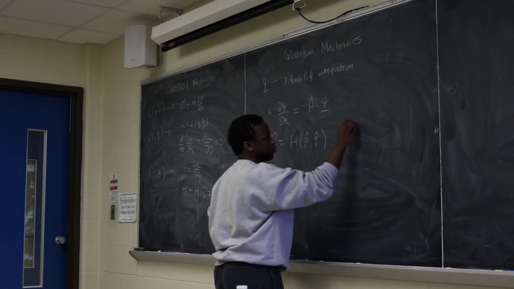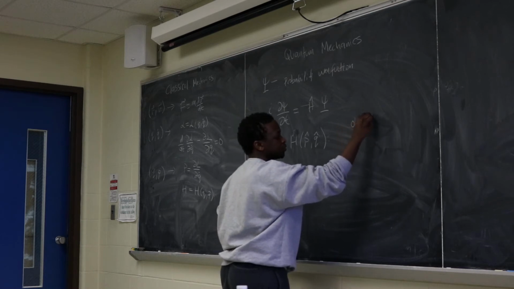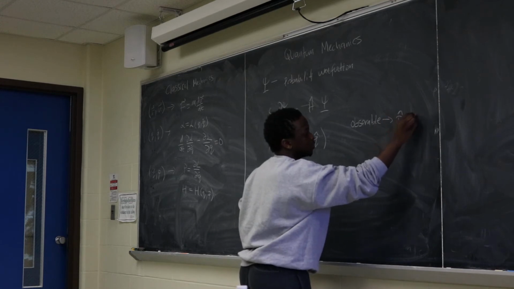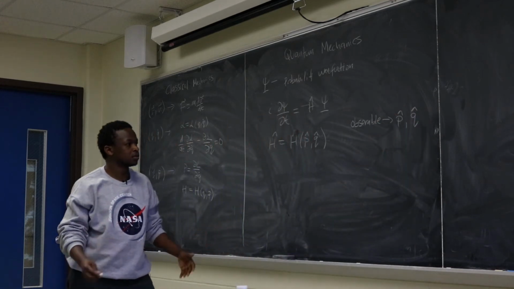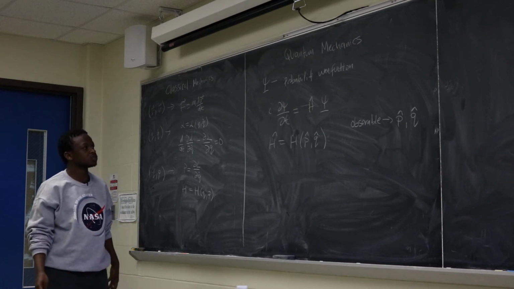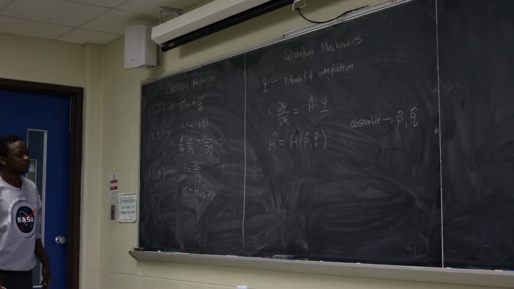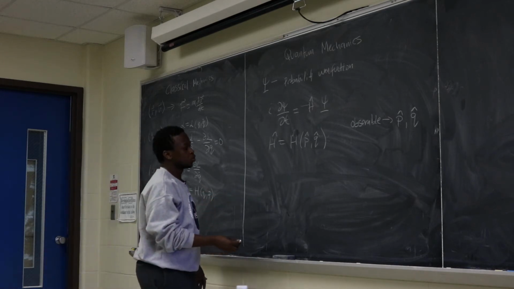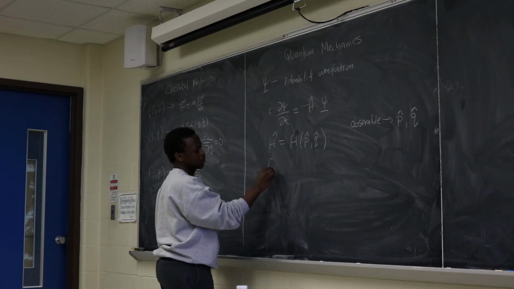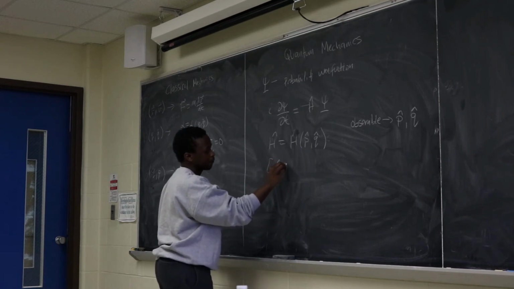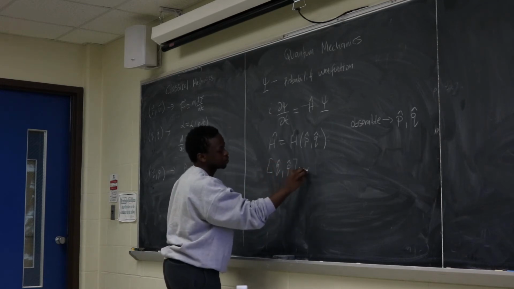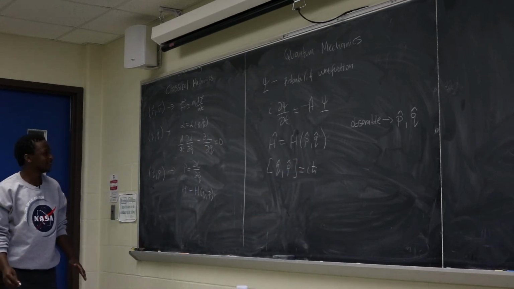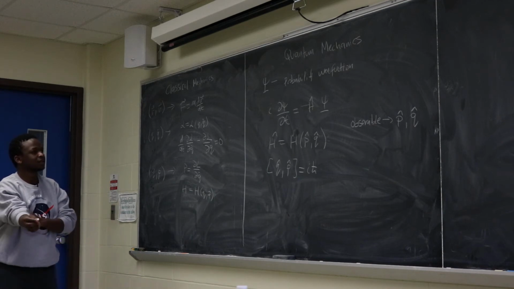So observables are promoted to operators. That was part of the construction of quantum mechanics, that we can do that. And now, because they become operators, to quantize them, we impose a commutation relationship. That's basically all we know, classical and quantum.